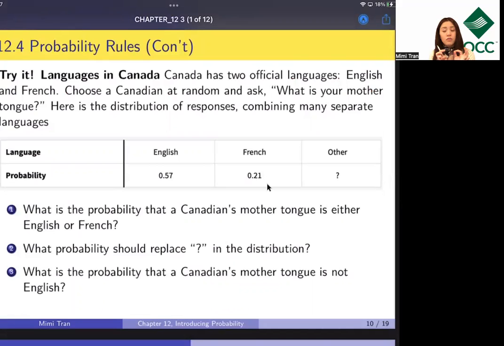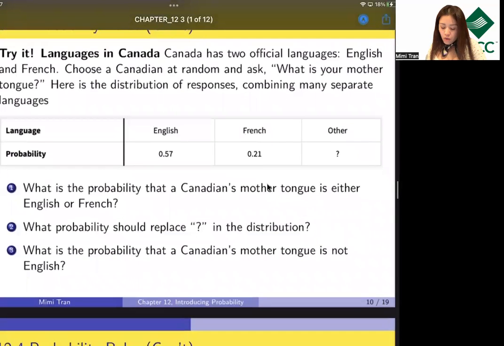By the way, this is a disjoint event. Either the random person that you pick speaks English or French, not both. I'm talking about mother tongue. They can speak both, but you only have one mother tongue, usually. So the probability of that person speaking English is roughly 57%. The probability of speaking French is 21%, and others, question mark. We'll figure it out later.